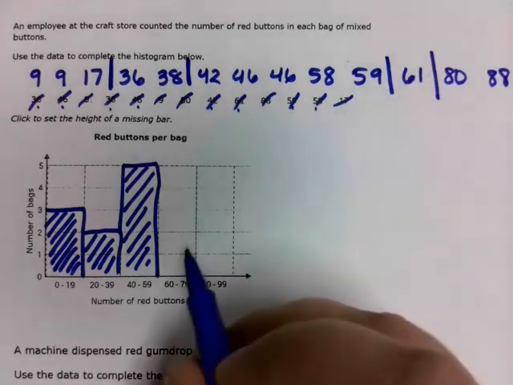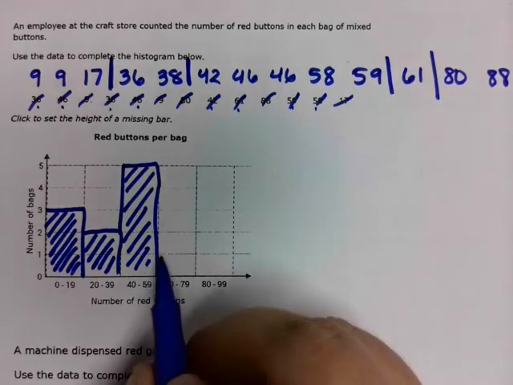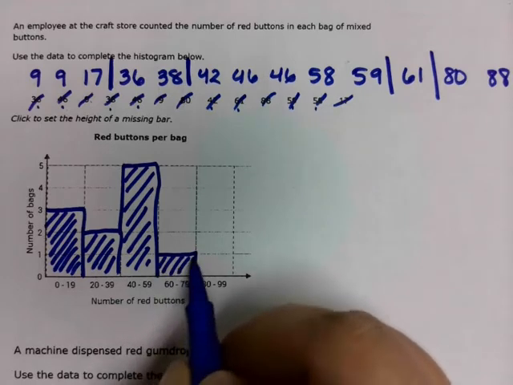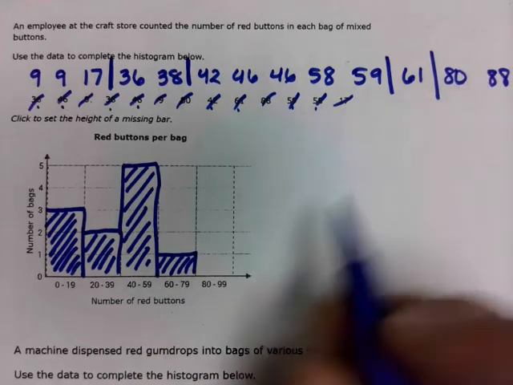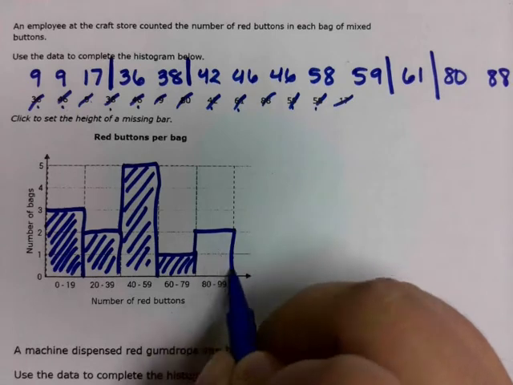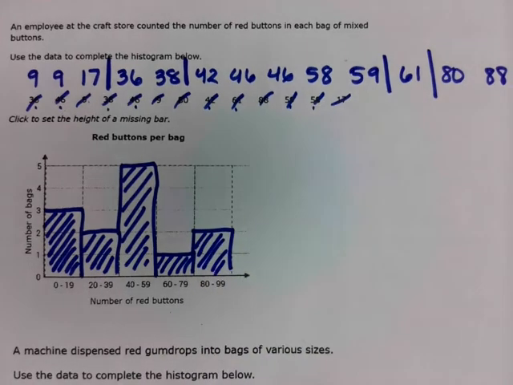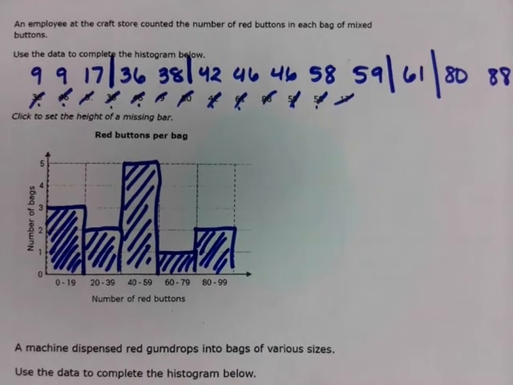But here we do have 61, so there's one value. And then for the last one, it was 2 values, so I'm going to go up to the number 2. And that is it. That's how we make a histogram. Very simple.